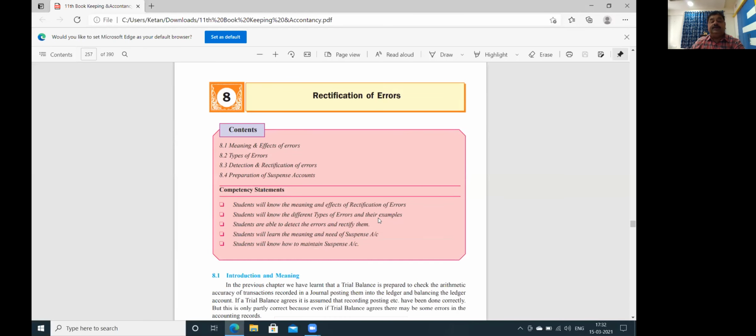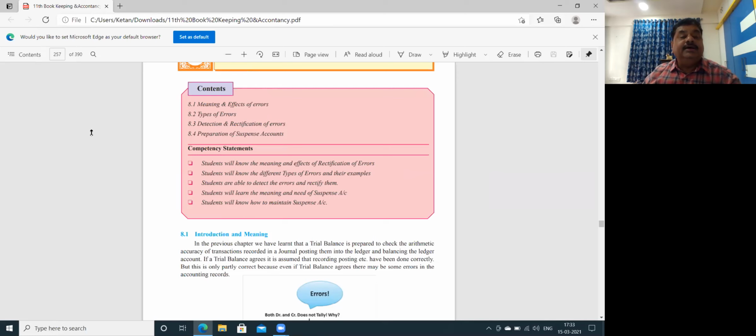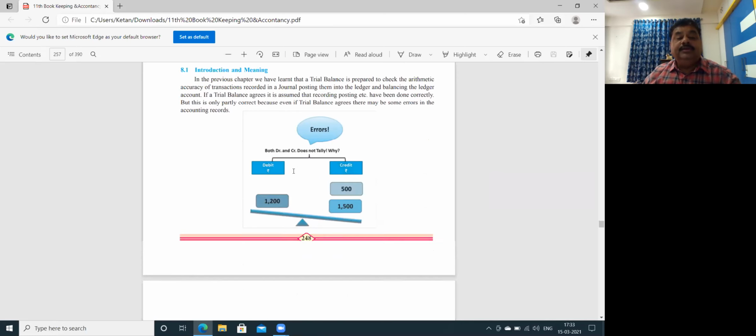So this is the chapter rectification of errors. What are the contents: meaning and effects of errors, types of errors, then detection and rectification of errors, and preparation of a suspense account. What is a suspense account? A suspense account is the account which is prepared to find out and rectify the one-sided error. Okay, look at this, please.